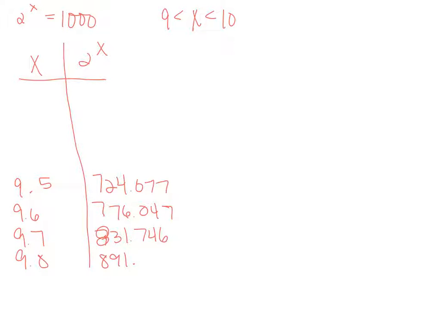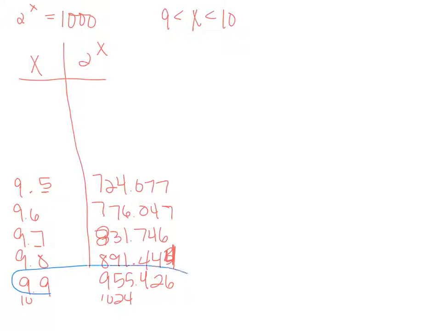And you could have skipped from 9.5 to 9.7 and sort of do a little bit of jumping around, if you keep everything written down, keep your paper organized. Well, at 9.9, I'm at 955.426, and we did 2 to the 10, which gave me 1024. So that's our tipping point, so we're going to grab this number and keep going.